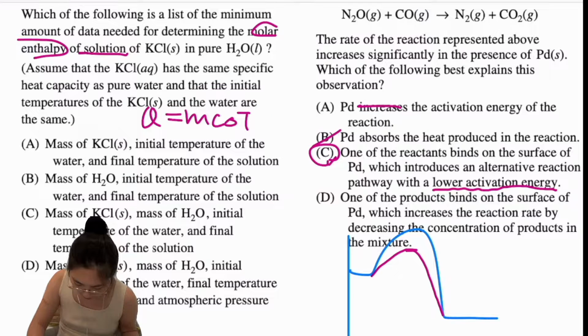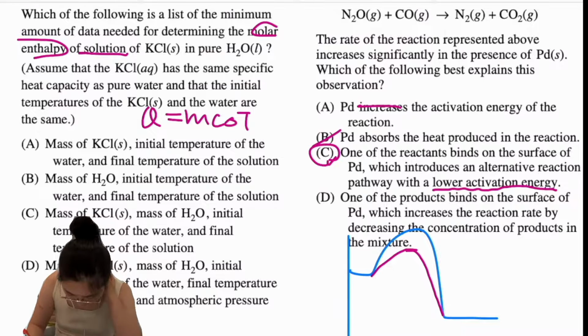So it's the mass of the potassium chloride, and the mass of the water, and then the initial temperature and the final temperature, and the heat capacity of the water. Wait, is the heat capacity of the water given? Oh, so the heat capacity of potassium chloride in aqueous solution is the same as the heat capacity of water. Okay, so it should be the mass of the water, the initial temperature of the water, and the final temperature of the water.